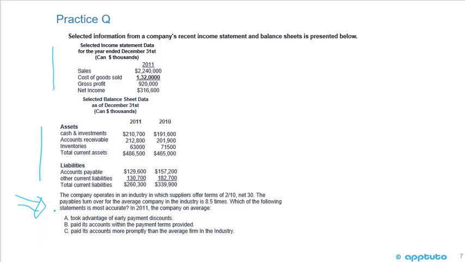So it says the company operates in an industry in which suppliers offer terms 2/10 net 30. The payables turnover for the average company is 8.5 times. Which of the following statements is most accurate? In 2011, the company on average took advantage of early payment discounts, paid its accounts within the payment terms provided, or paid its accounts more promptly than the average firm in the industry. So you can see from this, we're going to be looking at the payables turnover, okay?